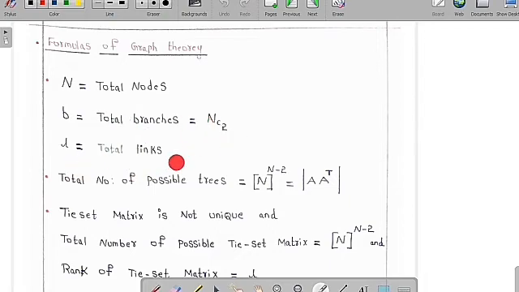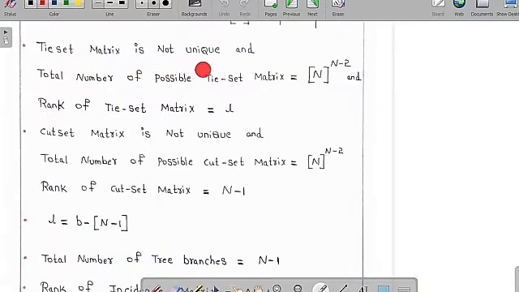Always remember, the total number of links plus the total number of tree branches is equal to the total number of branches. The total number of possible trees is equal to n to the power of n minus 2, or determinant of A into A transpose. I have already told you these two important formulas. So from a given graph, the number of possible trees are n to the power of n minus 2 or determinant of A into A transpose, where A is called the reduced incidence matrix.